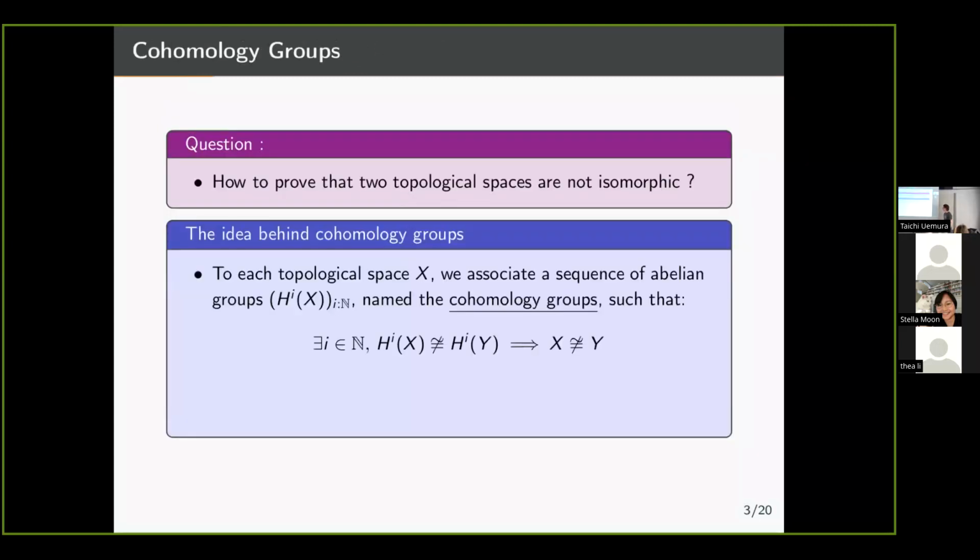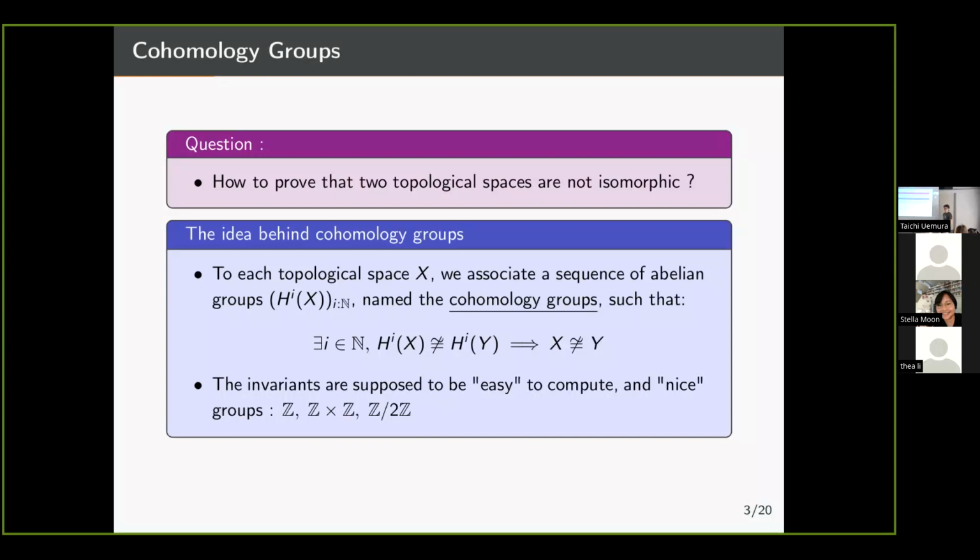The point is that given a topological space X, we associate a sequence of abelian groups, named the cohomology groups, that are invariant. It means that if you have a cohomology group in the sequence which is different for two spaces, then they won't be isomorphic. And the point is that they're supposed to be nicer than homotopy. They're supposed to be relatively easy to compute and nice enough to be able to compare them easily.